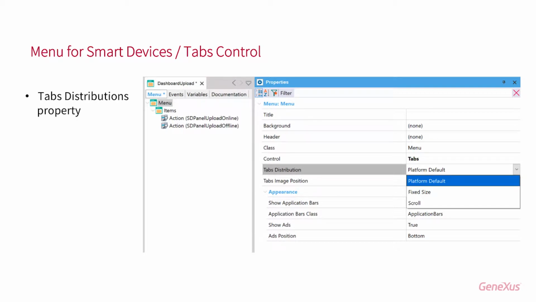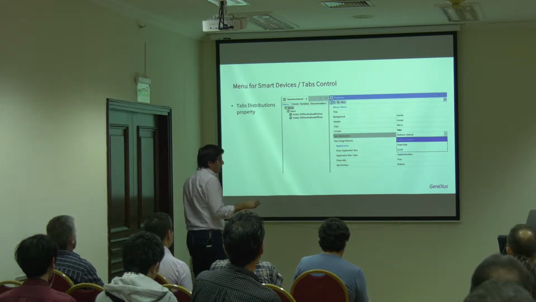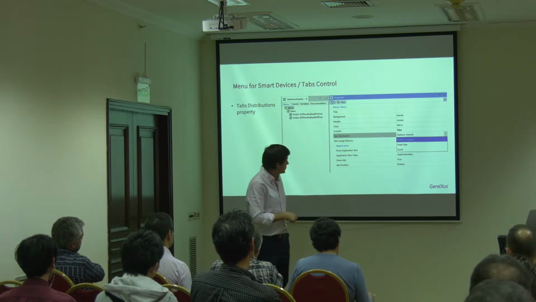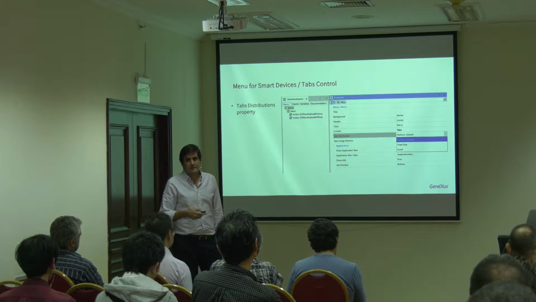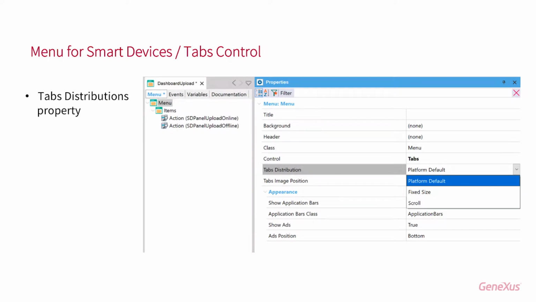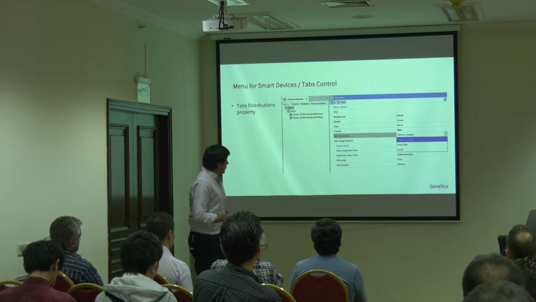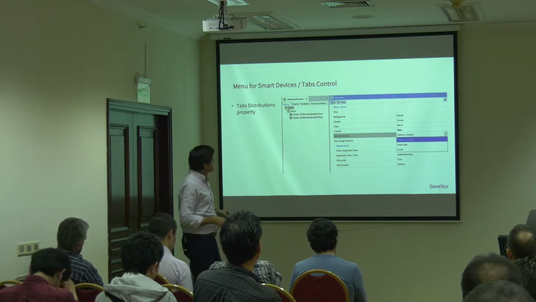In particular, I'm going to talk about this one, the tab distribution, which is a property that, when we are working with a menu where the elements are going to be visualized as tabs, allows us to indicate how the distribution of the items of the tab will be. There are two options based on each one of the platforms. There's a predetermined behavior for iOS. It's fixed aside. That means that each one of the items is distributed uniformly along the lower bar. And for Android, it depends on the quantity of the items. If it's more than 5 elements, automatically it uses the scroll, and if it's less than 5, it is distributed uniformly.